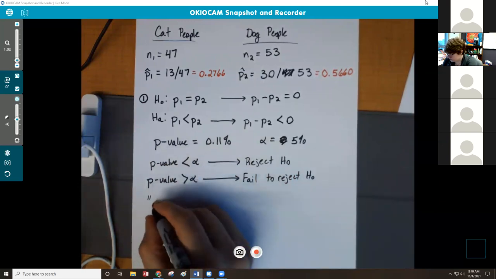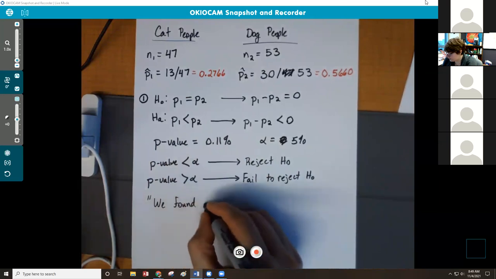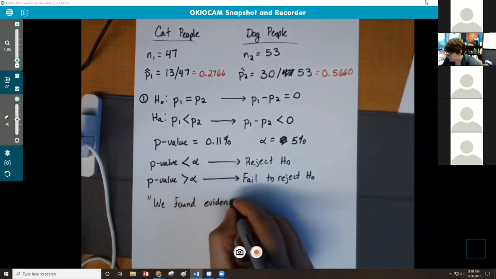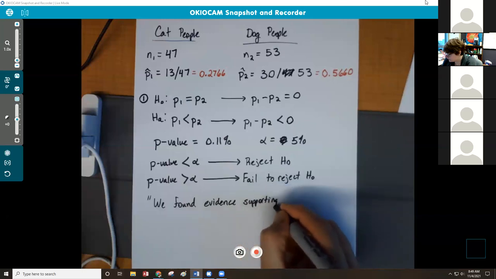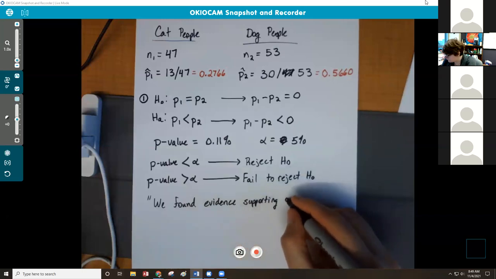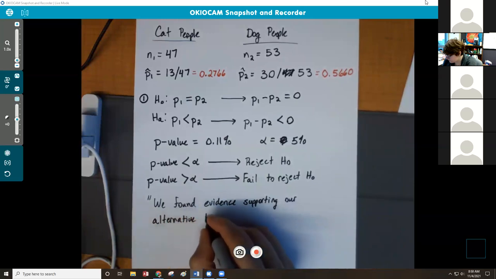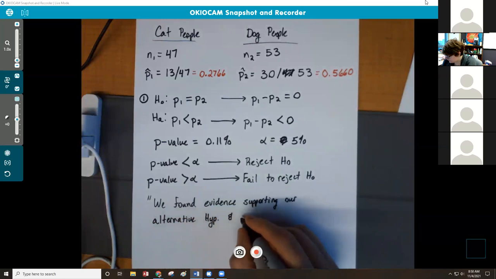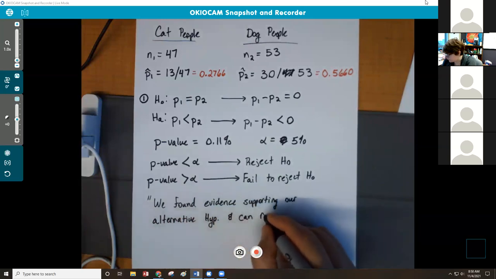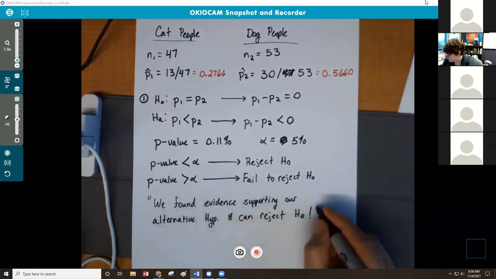So what that means is that we found evidence supporting our alternative hypothesis, and we can reject H-naught.